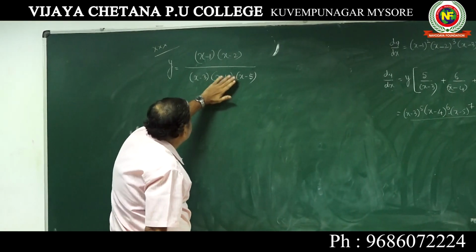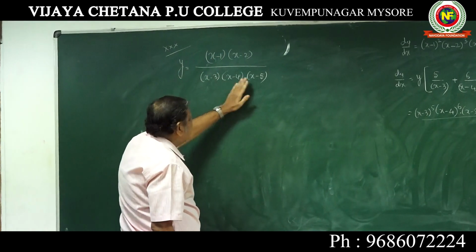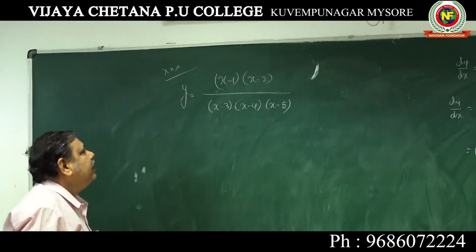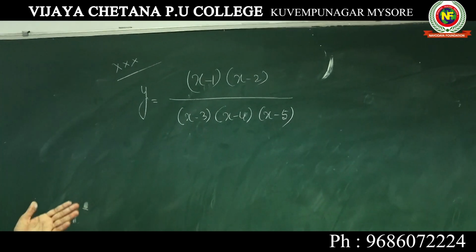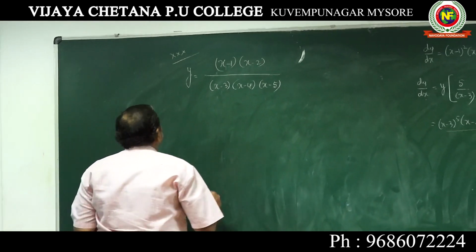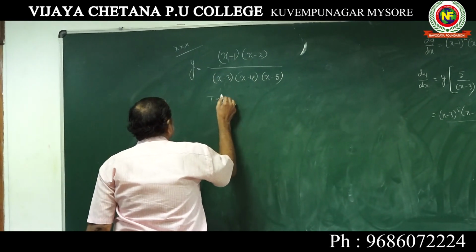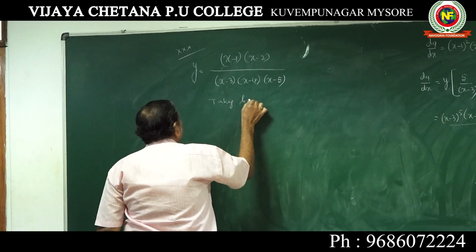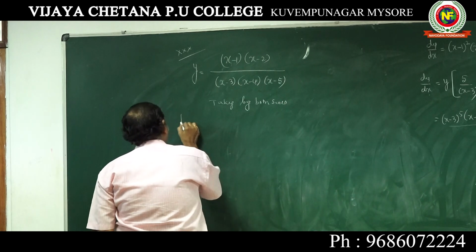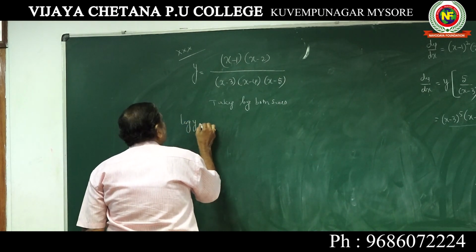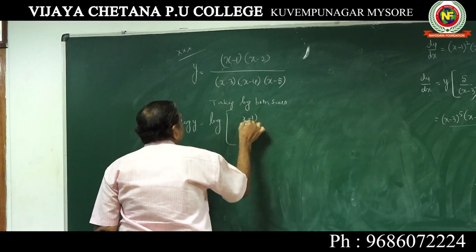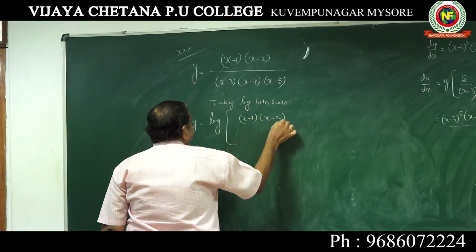More than 2 terms, and here also 2 terms, here 3 terms are there. You cannot apply the quotient rule. You can apply it, but you should multiply and do it. Instead of that, such problems you should attend by logarithmic differentiation. Take log both sides.